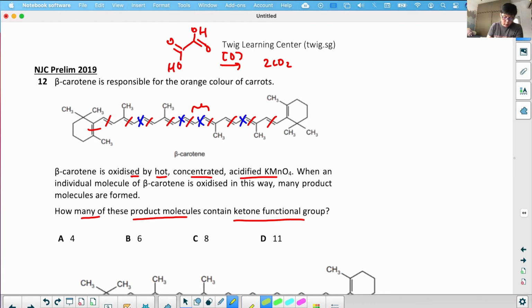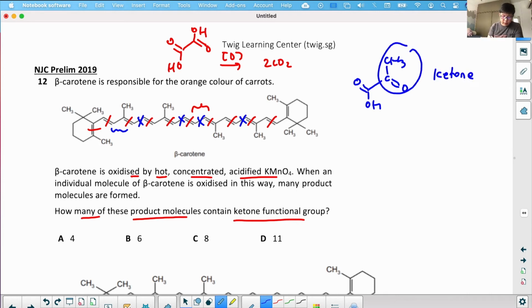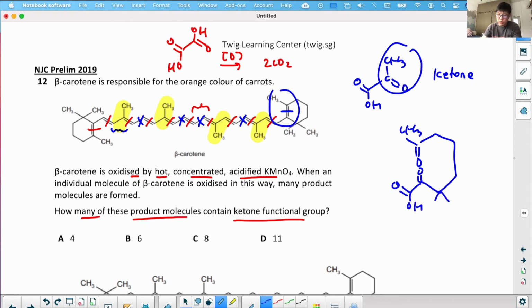But over here, if you look at this product, let me draw this part out. It's going to be double bond O, CH3, and then a double bond O. So this is your ketone. So how many ketones do you get over here? You get 1, 2, 3, 4. They are the same, so you get 4 ketones. And over here, if you break the double bond, both sides will give you a ketone. It's going to look like this. This will be a ketone, and this also will be a ketone.